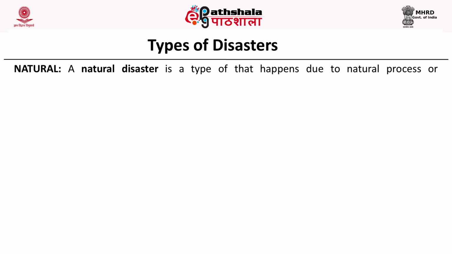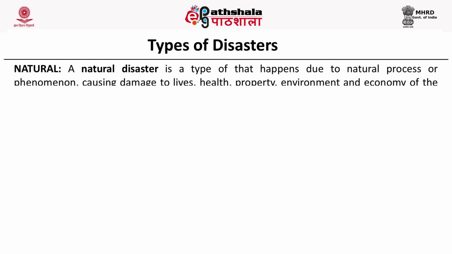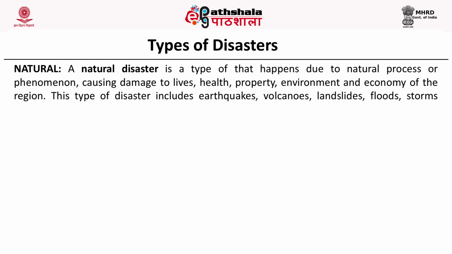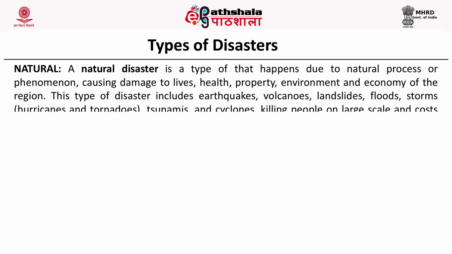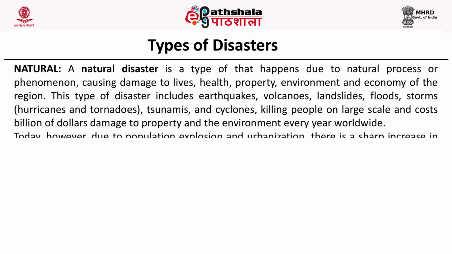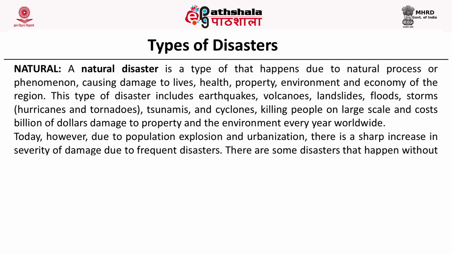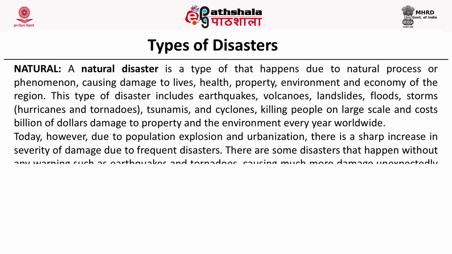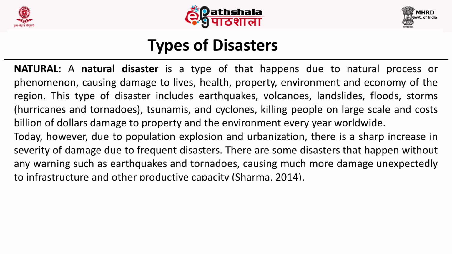It is a type of disaster that happens due to natural process or phenomena causing damage to life, health, property, environment and economy of the region. This type of disaster includes earthquakes, volcanoes, landslides, floods, storms, hurricanes and tornadoes, tsunami and cyclones, thus killing people on a large scale and causing billions of dollars of damage to property and the environment every year worldwide.